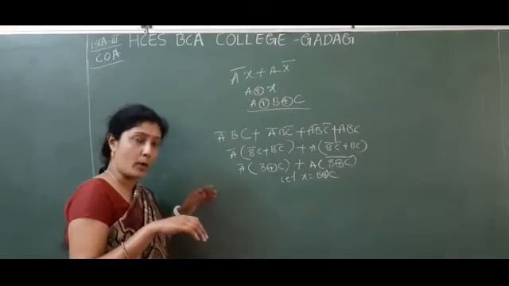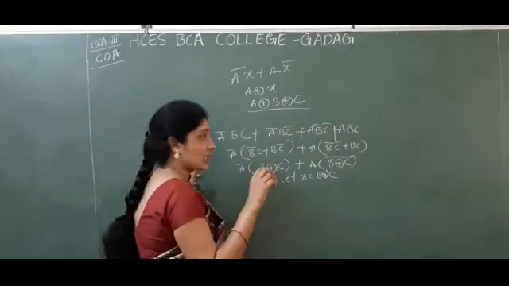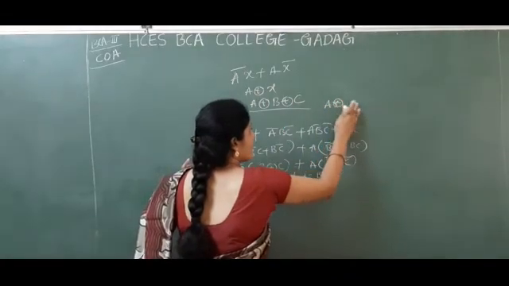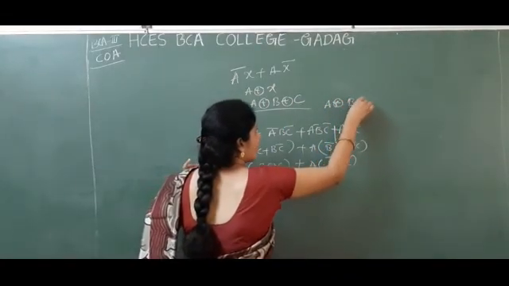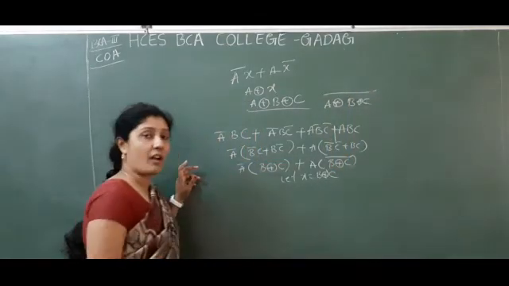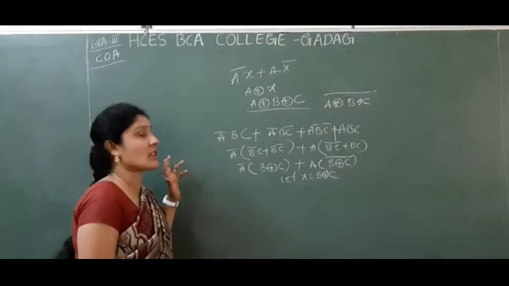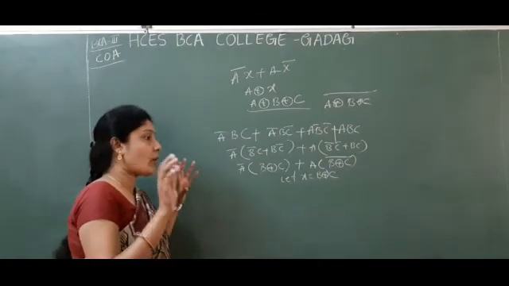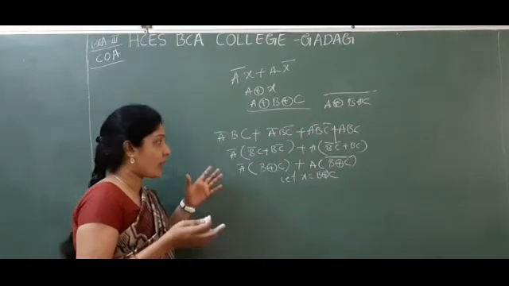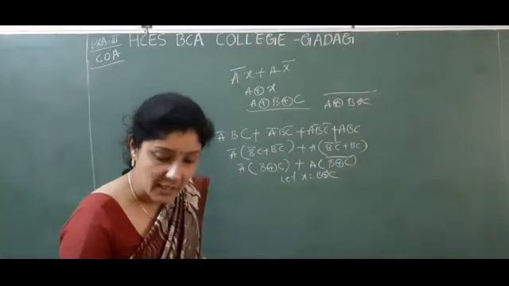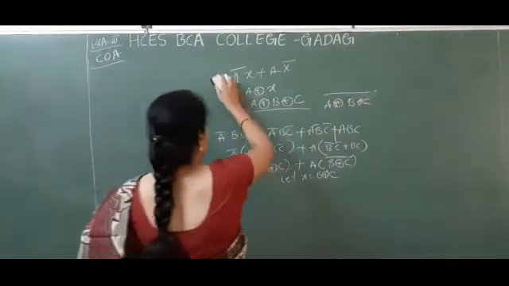In the previous problem, the final answer was A XOR B XOR C, whole bar, and this time it is A XOR B XOR C. Okay, so I guess only these two are the cases where we need to simplify. Otherwise, we will get the direct simplified expressions.